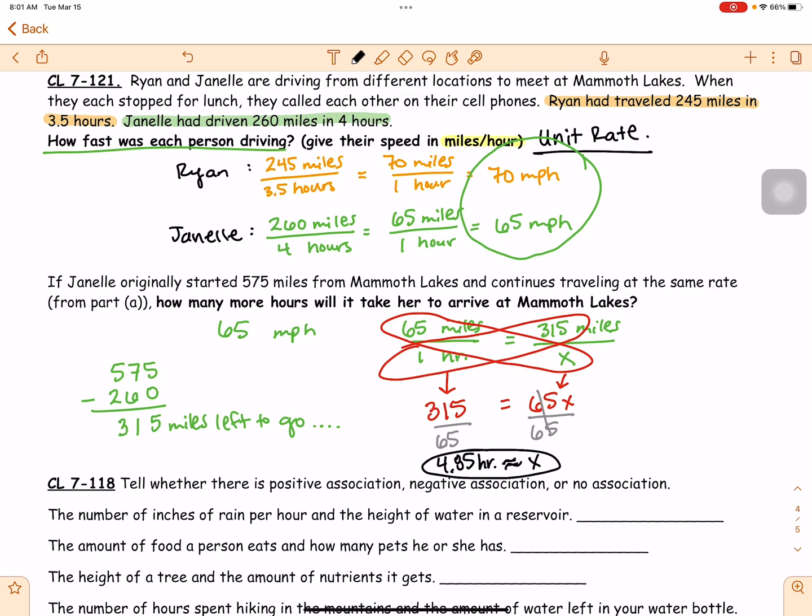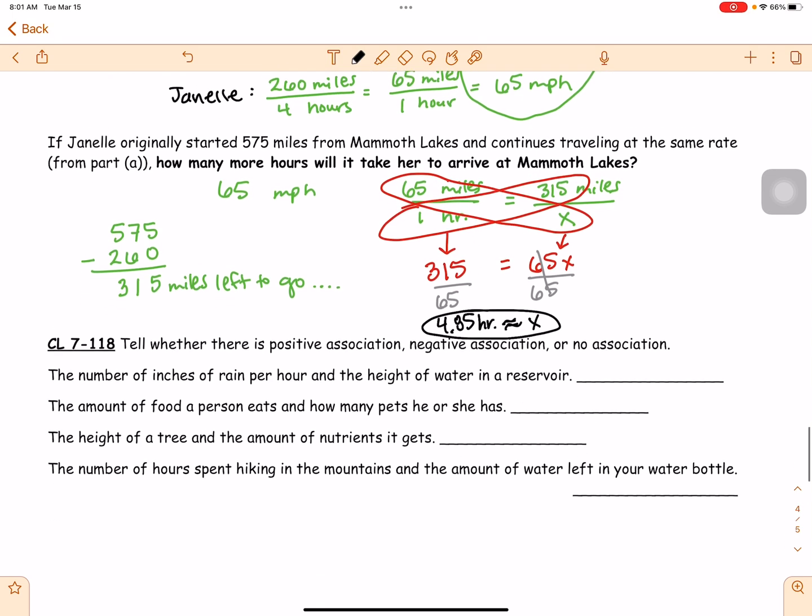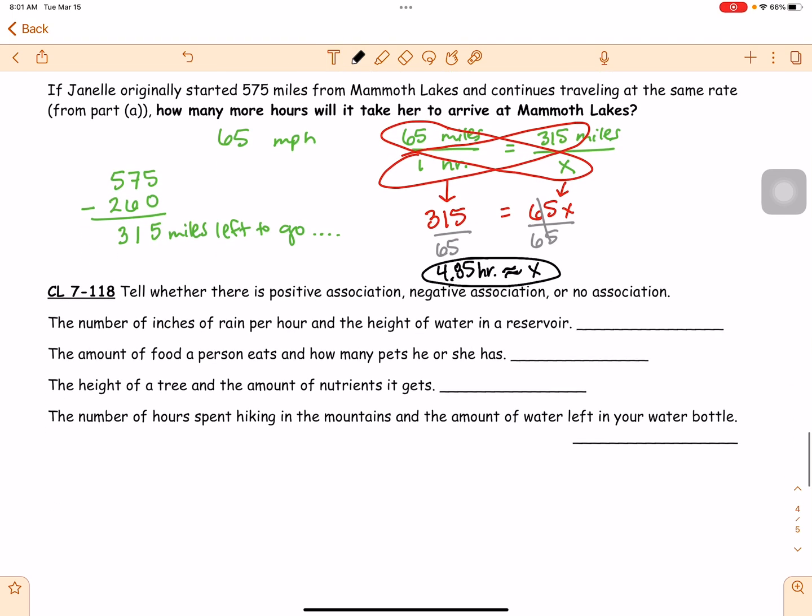So you guys might have to set up proportions where you have to cross multiply, and we will practice that on Khan Academy. That's something else you're going to see on your test on Friday. So here it says tell whether there is positive association, negative association, or no association. The number of inches of rain per hour and the height of water in a reservoir. This one, please try on your own because you're going to have to do this on your test, okay? And this is going to give you the answers to check it. So pause the video.